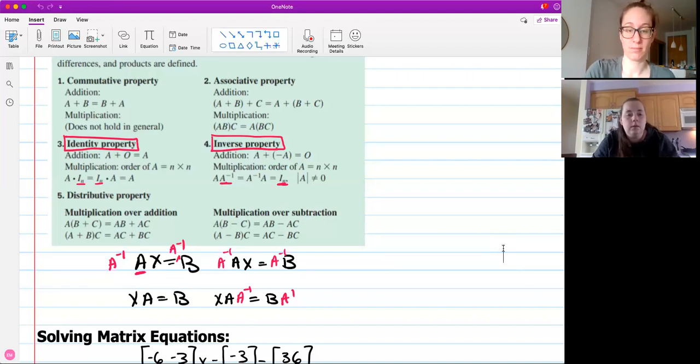The last property we have here is just the distributive property. You guys have all seen that and know how it works. It holds, and there it is if you need it.